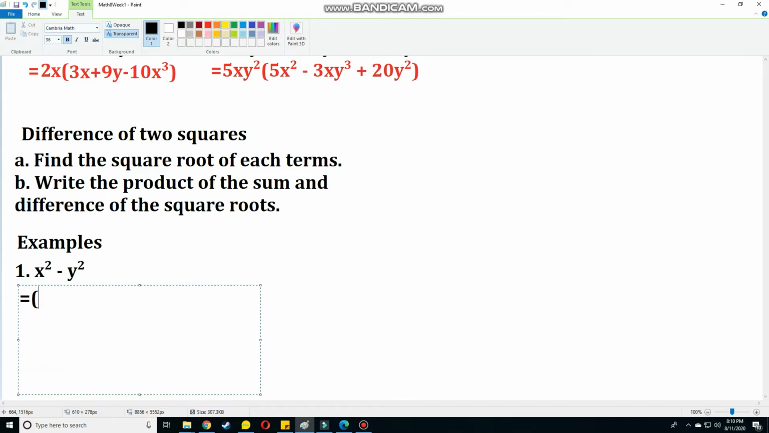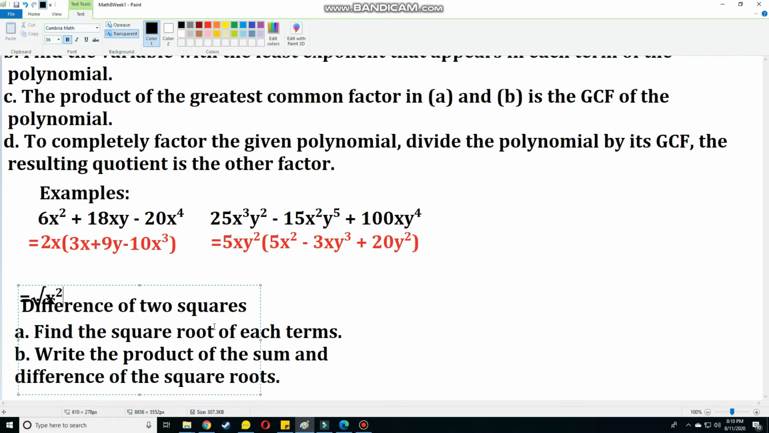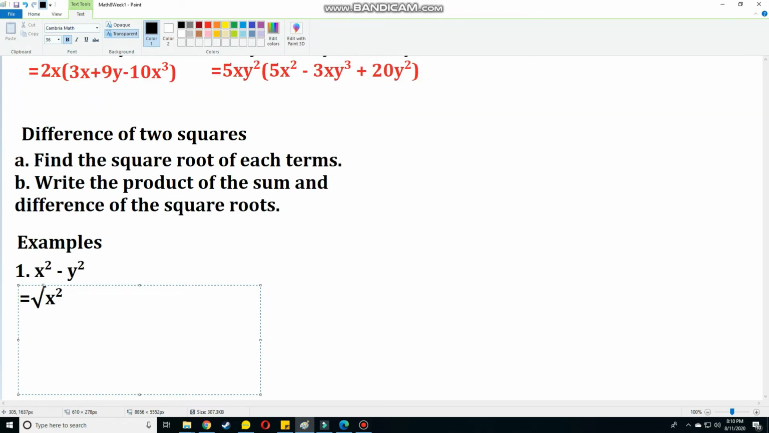The square root of x squared, let us write this here first. You would just simply cancel out the exponent and the radical sign, right? The square root and the exponent. So therefore, the square root of x squared would be x. On the first step, find the square root of each term. So that would be x.